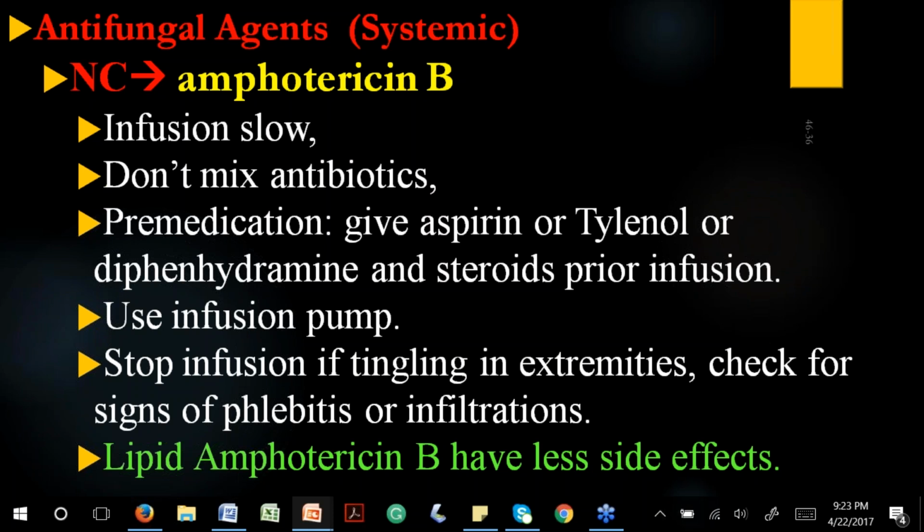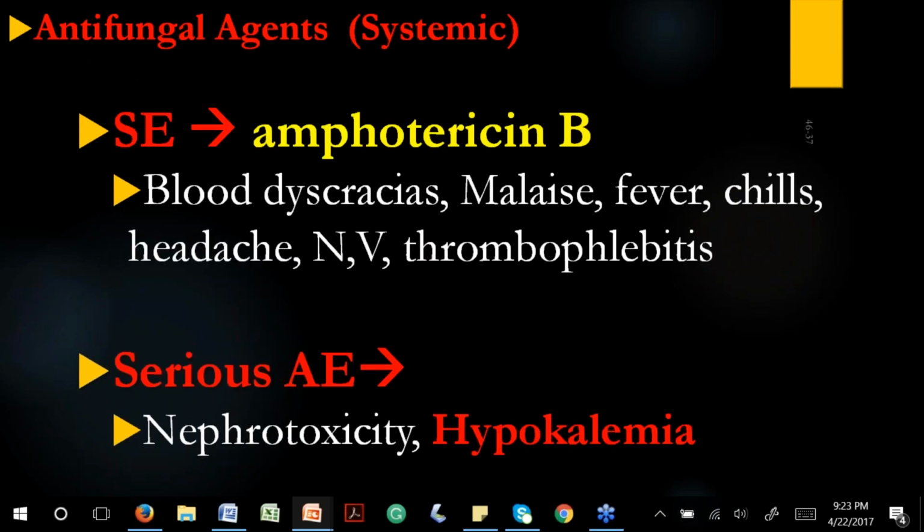Okay, there are two types of presentations of amphotericin B. Very high yield for NCLEX are amphotericin B and lipid amphotericin B. Lipid amphotericin B is not that new, about 10, 15 years, and it has fewer side effects than amphotericin B. The names are amphotericin B and lipid amphotericin B. So which one do you prefer?